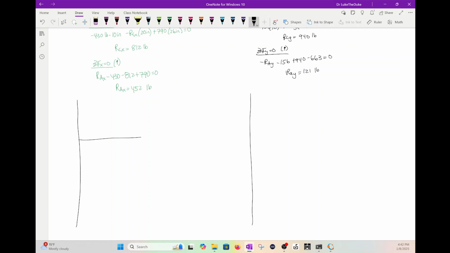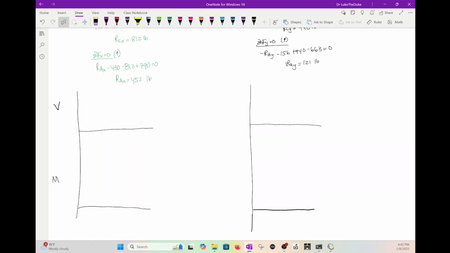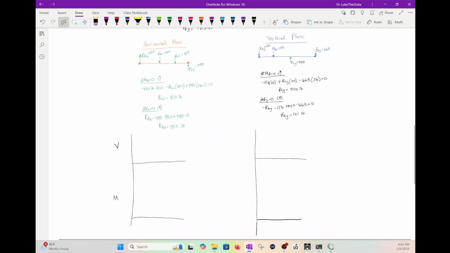So let's do the shear and the moment. I'll keep it in a similar spot. I'll keep it consistent. And I'll probably have to go down more. So there's going to be 3 sections. So let's draw these in light blue.